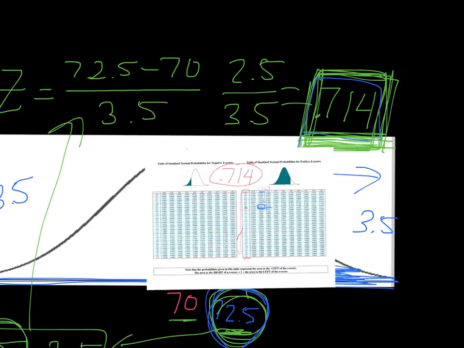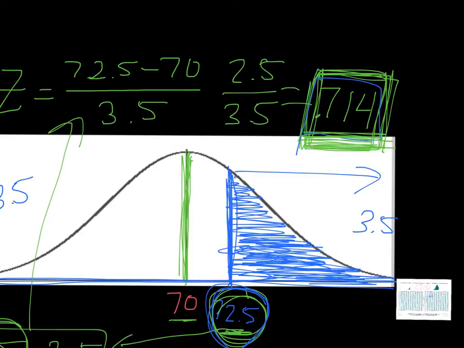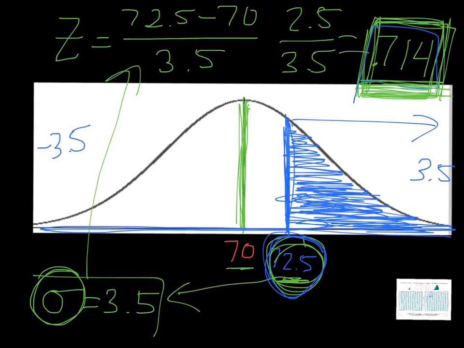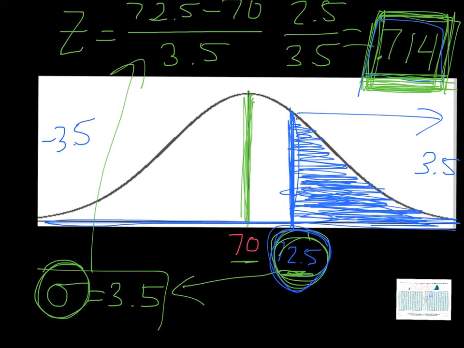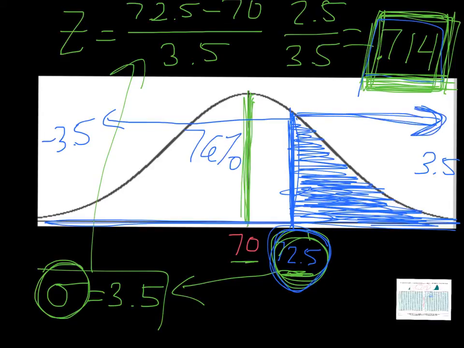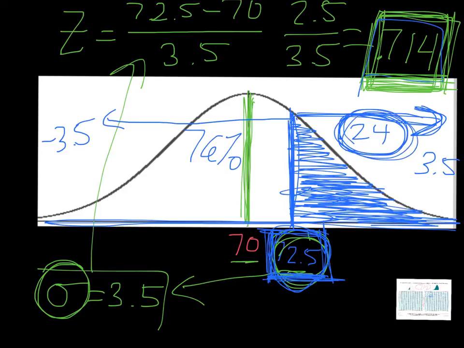So 76% was this way. So then how much is this way? 1 minus 0.76, leaving us with 0.24. So 24% of young men aged 18 to 24 are 72.5 inches tall or more. Not just 72.5 inches tall, but 72.5 inches tall or more. 24%. That is using the table.